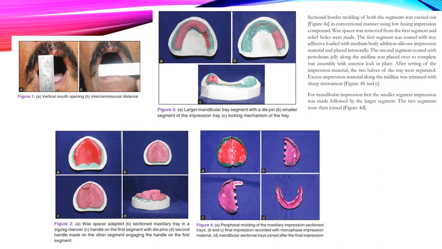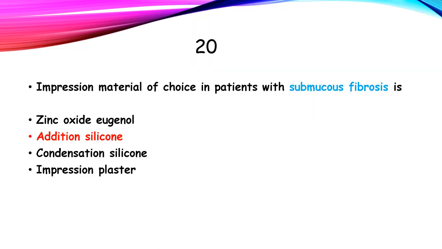The second segment, coated with petroleum jelly along the midline, was placed over to complete the tray assembly with anterior locking clips. After setting of the impression material, the two halves of the tray were separated. Excess impression material along the midline was trimmed with a sharp instrument. For the mandibular impression, first the smaller segment impression was made, followed by the larger segment, and the two segments were then joined. So the correct option is addition silicone.